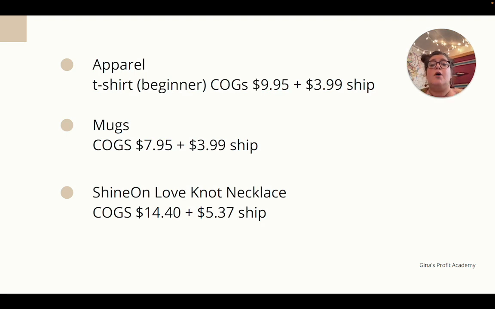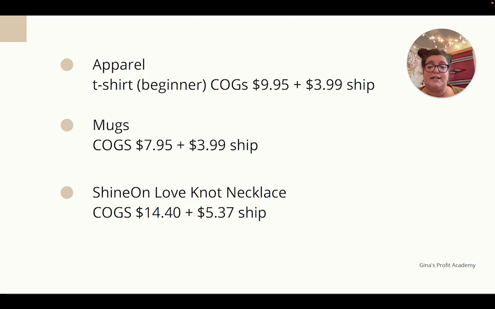So apparel, mugs, and the margins, right? We need to think about our profit margin here. So let's break down some of this. With apparel, beginner COGS is probably going to be about $10 for the purchase of the printed t-shirt, and then maybe about another $4 to ship. Mugs, you're looking at a little less than that.